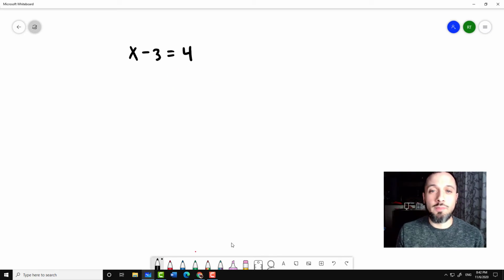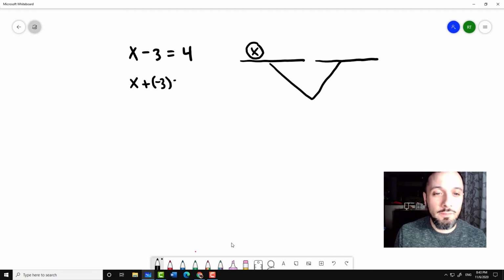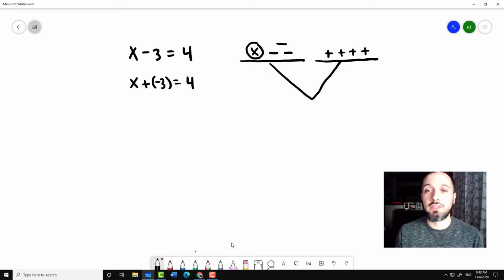So let's do this one now. x minus 3 equals 4. So I'll draw my scale balance again. I'm going to represent it. I have an x. Now, x minus 3, let me rewrite it into addition format. x plus negative 3 equals 4. That might make it a little bit easier. Taking away 3 is the same thing as adding negative 3. So I'm going to represent the 3 as negatives. So I have 1, 2, 3 negatives. And on the other side, I have 1, 2, 3, 4 positives.